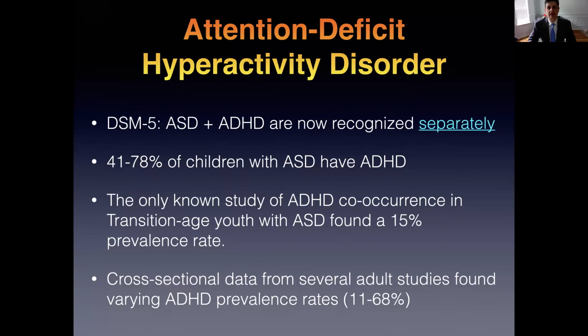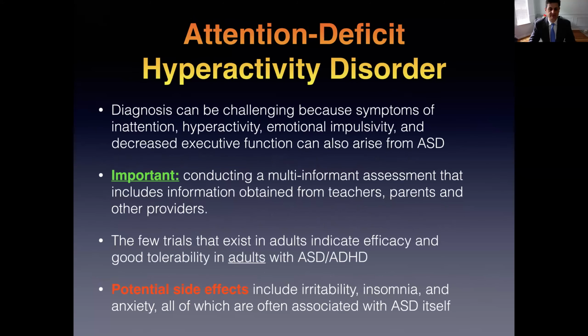Okay, ADHD, the symptoms are challenging because things like emotional impulsivity and attention can be common in people with autism, especially if they have cognitive deficits or executive functioning deficits, like they might have learning differences that could contribute. So the bottom line is we want to get a multi-informant assessment when we're trying to parse out ADHD. And that includes the teachers, the parents, the pediatricians, other providers, speech therapists, and also our examination of the individual in the clinic.